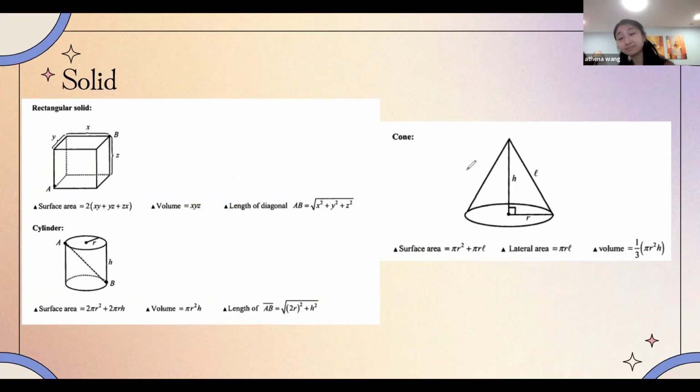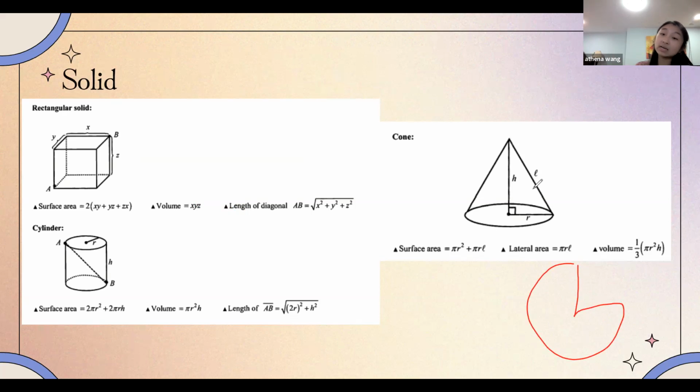And then for the cone, we have that the surface area is equal to this bottom base circle plus, if we roll out the cone, it's always going to be a sector of a circle. So we find the surface area of the sector, which is pi times r times this length, which is actually right here. This is basically the radius if we're rolling it out. The lateral area is basically this thing. We don't include the bottom circle. And the volume is 1/3 of pi r squared times the height.